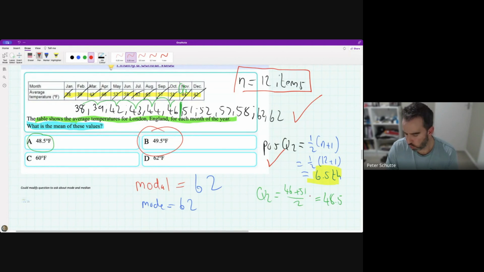Give me a score out of 10 for how well central tendency is making sense to you now.